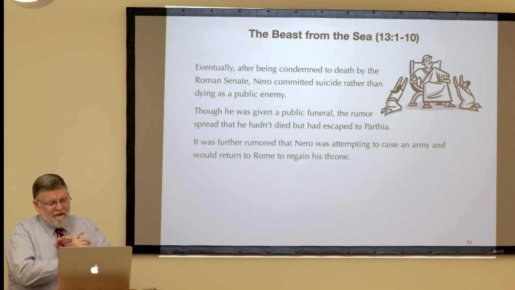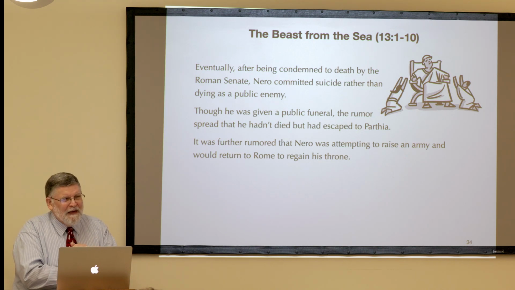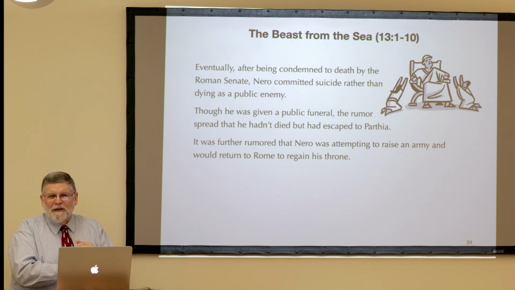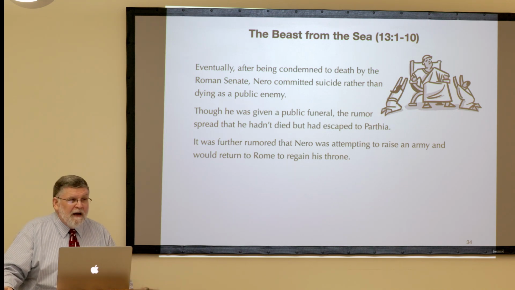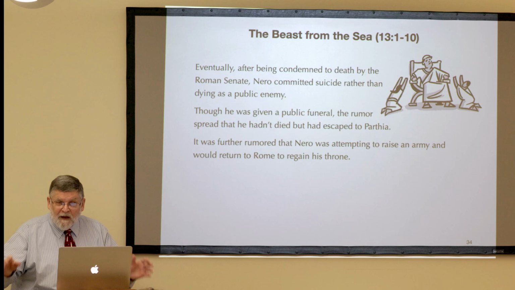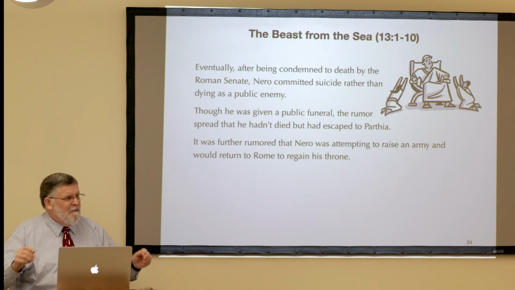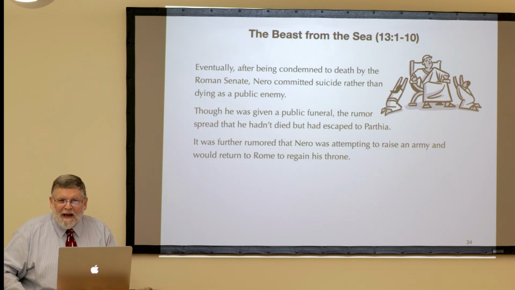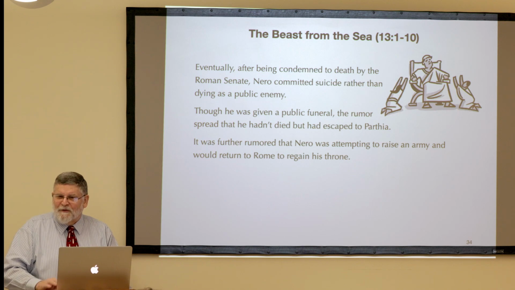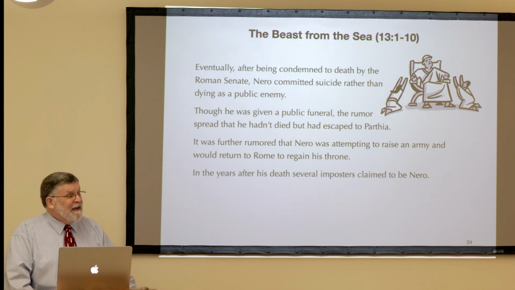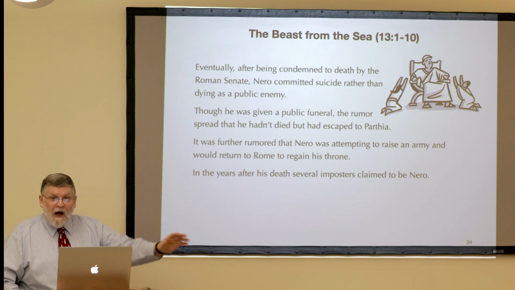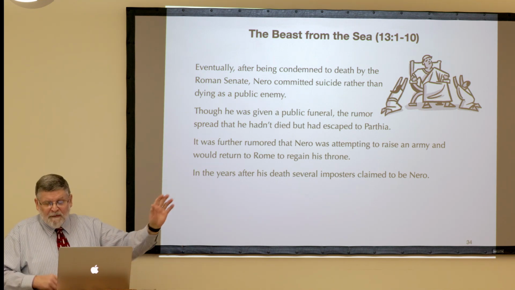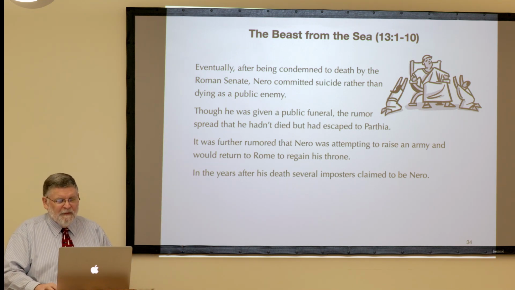After this, there's a rumor going through the Roman Empire. Wouldn't you love to be ruling the Roman Empire and have this rumor go through? That Nero is actually alive, he's raising an army in Parthia, and he's going to come back to Rome to take back his throne. Even after his death, people claimed to be Nero: "I'm Nero. I've come back from the dead." Who knows? All these crazy things that people do.